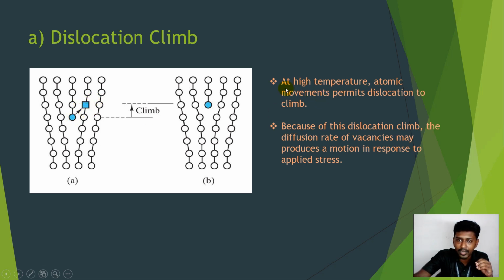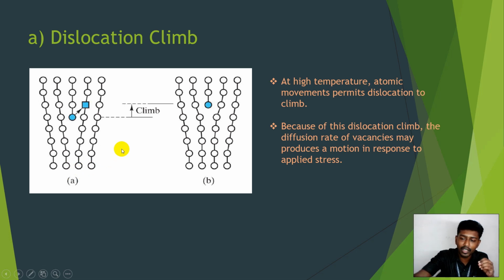Here you can see it is described nicely. At high temperature, atomic movement permits dislocation to climb. Because of this, the atom is climbing to the next region, right? Because of this dislocation climb, the diffusion rate of the vacancy may produce a motion in response to applied stress. This motion will be in response to the stress applied to the material.